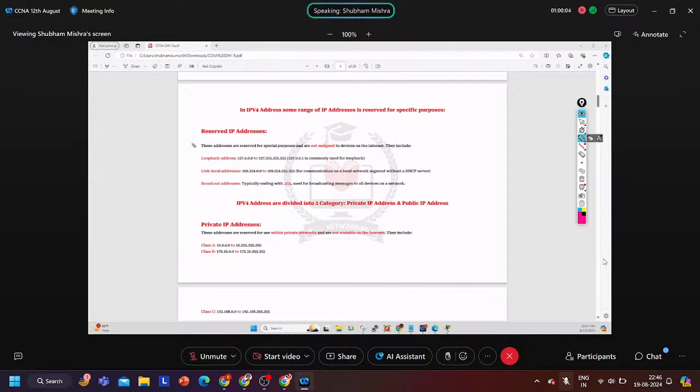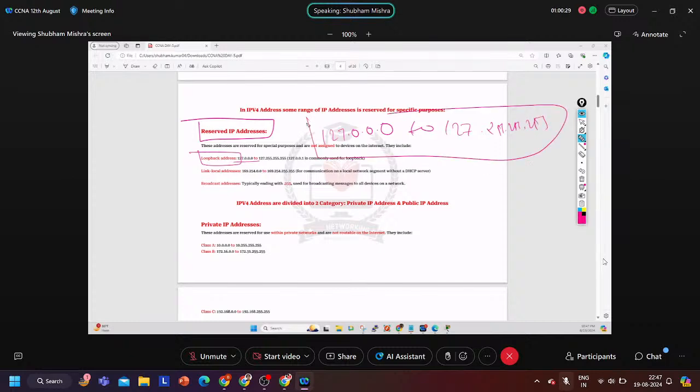I told you some IP addresses, guys, are reserved IP addresses. Generally we do not assign these reserved IP addresses. They are reserved for special purposes. For example, loopback: 127.0.0.0 to 127.255.255.255. This range of IP addresses is called the loopback IP address.